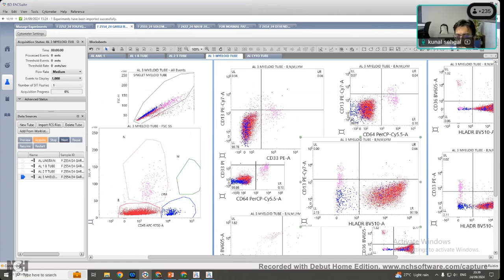So this patient had B markers CD19, CD10, HLA-DR positive, and CD45 which was deemed to be negative. So we labeled this case as B ALL with absence of T and myeloid markers. Any question on this case?